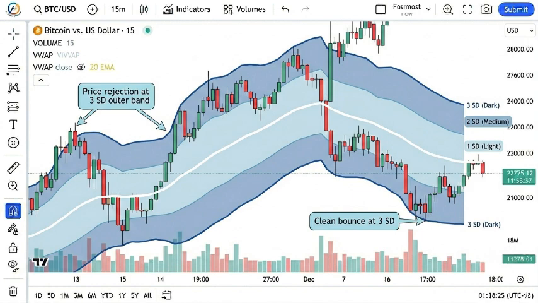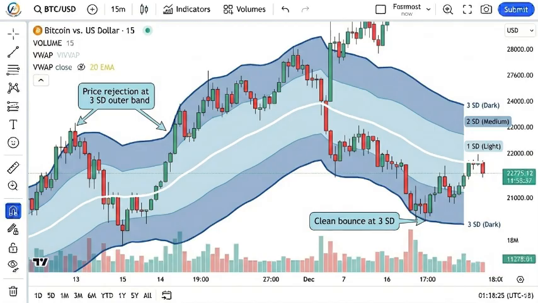Your stop loss is just outside the band. Your target is VWAP itself. This is how professional scalpers trade VWAP. They do not just watch the line, they watch the bands.